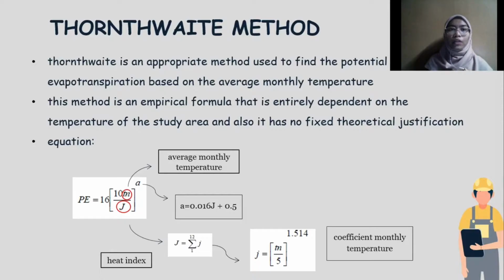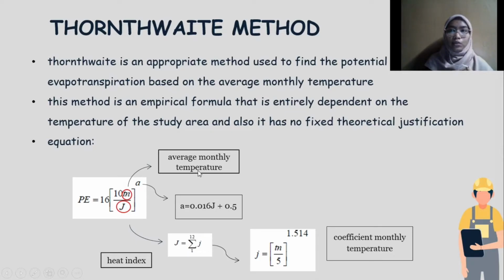The Thornthwaite method is one of the best approved methods to find a value of potential evapotranspiration. It is based on the average monthly temperature. This method uses an empirical formula. It entirely depends on the temperature for the study area, and it also has no fixed theoretical justification. This is the equation for the Thornthwaite method.